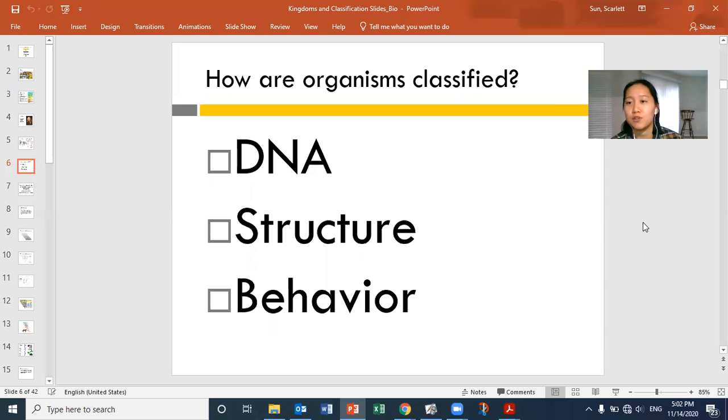And then you can also observe behavior. Closely related organisms tend to have similar behaviors because they haven't speciated that much yet. It hasn't been long since they speciated and became different species. So they still have pretty similar characteristics in how they behave, how they mate, how they find food. So behavior is another way that you can classify organisms.